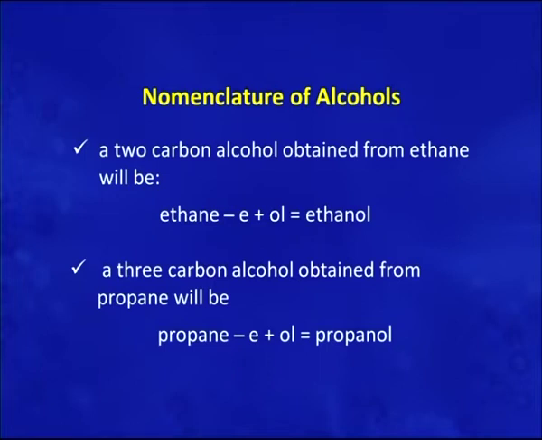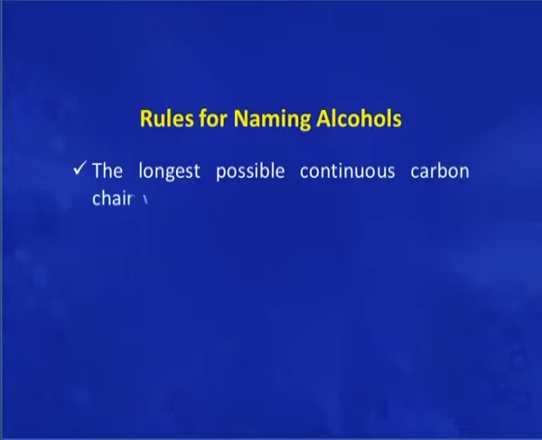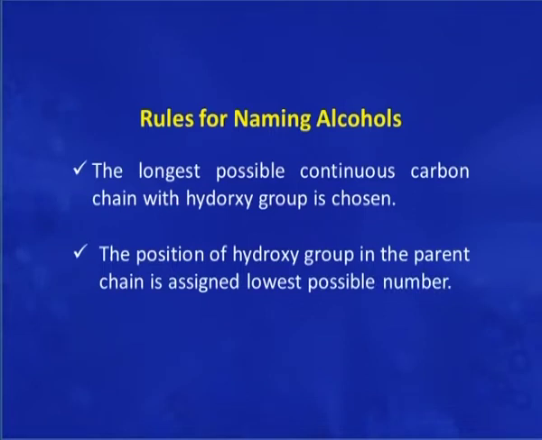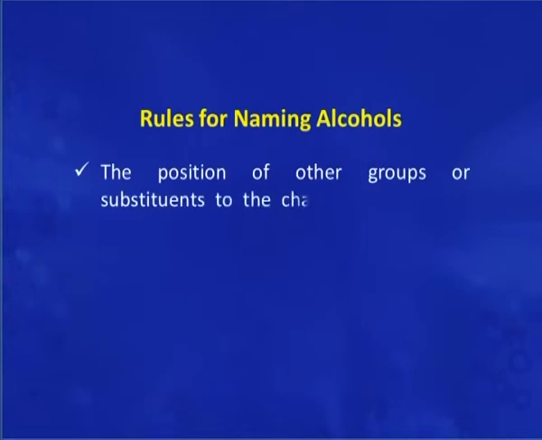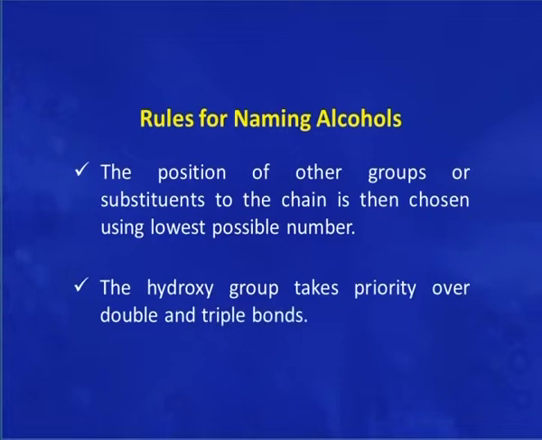We will now discuss some rules for naming alcohols. The first rule is that the longest possible continuous carbon chain with the hydroxy group is chosen. The second rule is that the position of the hydroxy group in the parent chain is assigned the lowest possible number. The third rule is that the positions of other groups or substituents on the chain are then chosen using the lowest possible numbers. The hydroxy group takes priority over double and triple bonds.